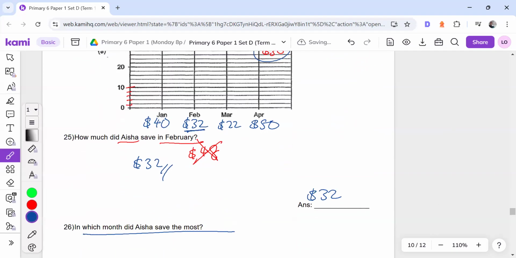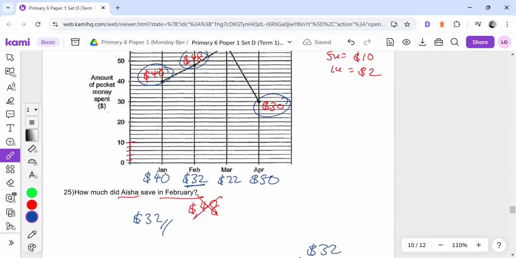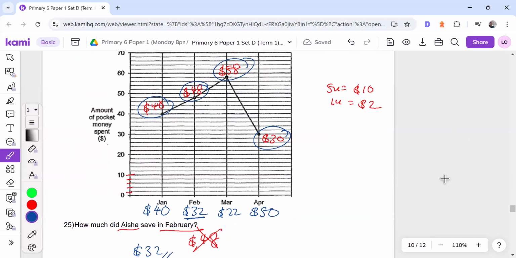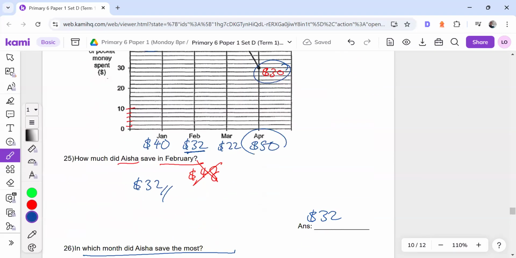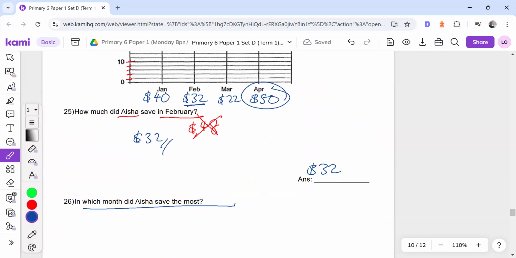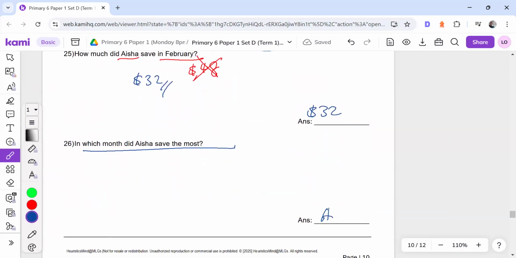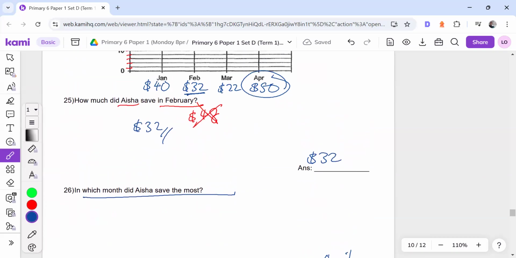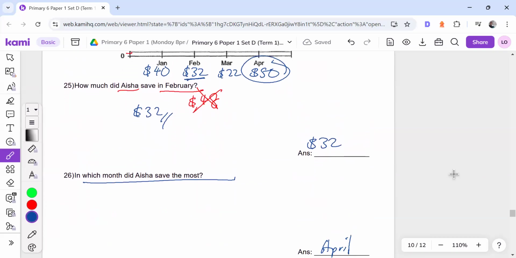In which month did she save the most? Then you look at not the line graph. You don't look at, oh, March she saved the most. That's opposite. March she spent the most. So you look at $50. She saved the most in April. So answer April. Okay, so when you do bar graph and line graph, be very careful because it is easy but also tricky. All right, tricky.